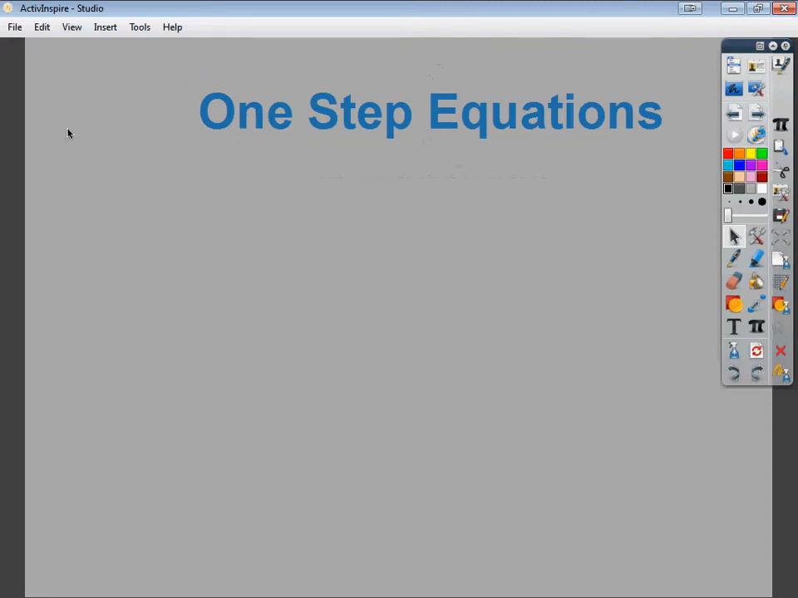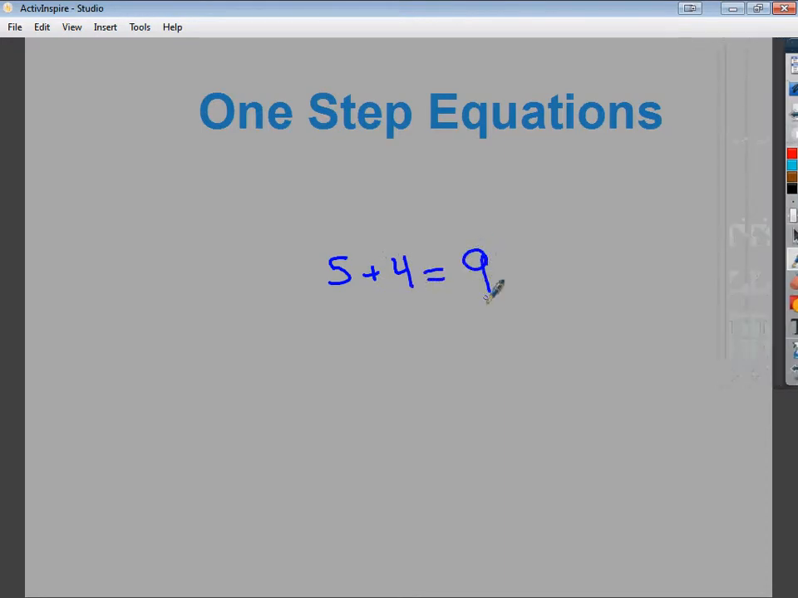In this lesson, I'm going to talk about one-step equations. Really simple stuff. I think it's the basis of what most people think of when they think of algebra: solving equations. An equation is a statement of equality, so you have an equal sign in it. 5 plus 4 equals 9 is an equation in a sense.